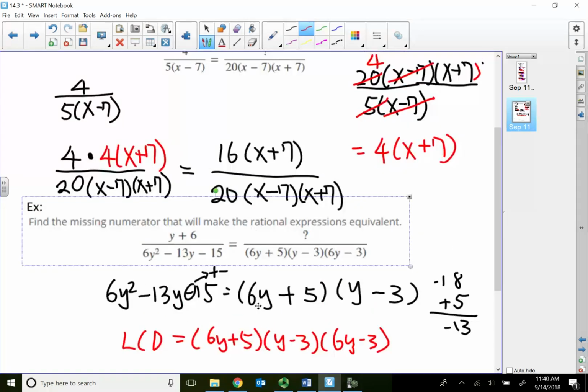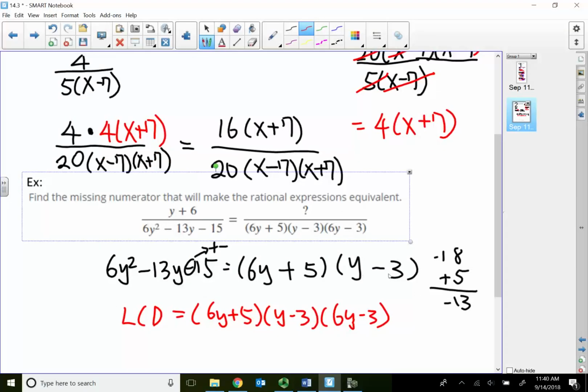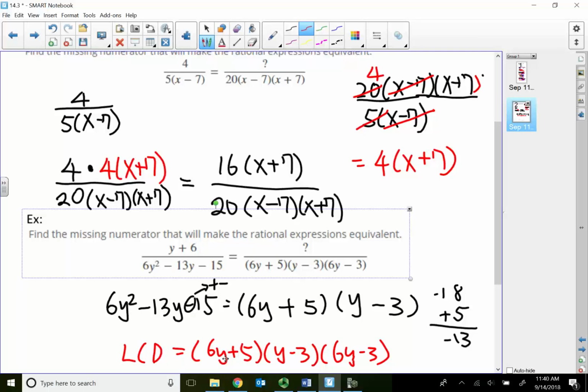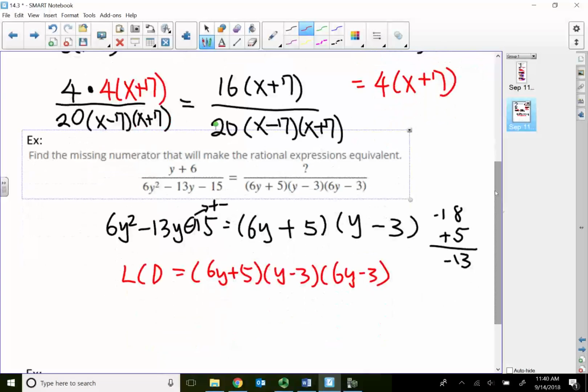So that means I can write 6y plus 5 times y minus 3 down here will go into my LCD, put up here how many times, then I can cancel them out. So rather than write it like that, all I need you to do is do a little bit of comparison. What does the LCD have that my first denominator does not have? What does the LCD have down here in red that my first denominator does not have? The 6y minus 3. And that will be how much I will need to multiply.